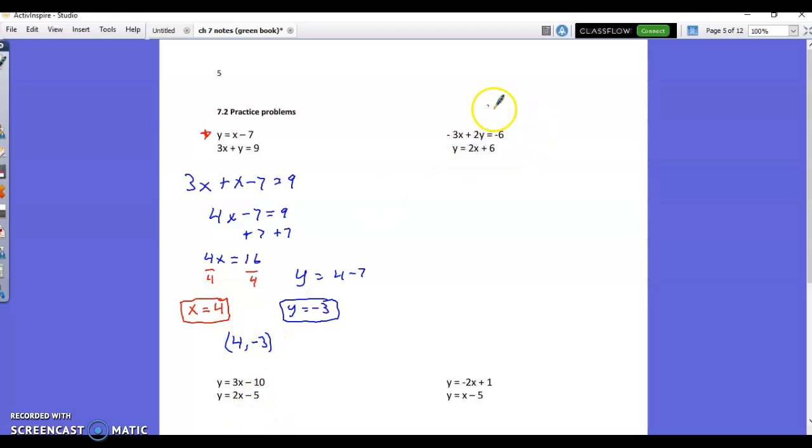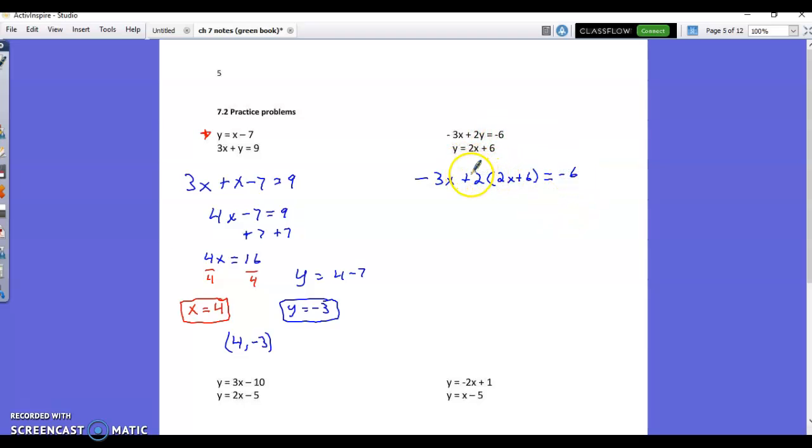All right, here's another example. Go ahead and pause it and maybe try this on your own. Okay, so now we have to substitute this 2x plus 6 in for this y. Now notice I'm going to have to distribute. So negative 3x plus 2, and then whatever we substitute, put in parentheses. 2x plus 6 equals, and then it equals negative 6.